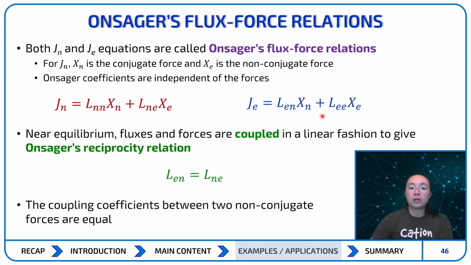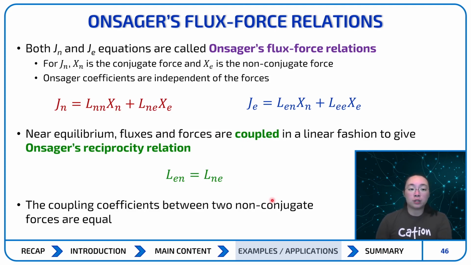So these were the two equations that are the most important for Onsager's force-flux relations. If I'm taking a look at the particle diffusion flux, Jn, we call Xn the conjugate force because it's the force that's related to the flux that we're looking at, and we call Xe the non-conjugate force because it's not related to the flux that we're looking at. So over here, Xn would be the non-conjugate force for Je, and Xe would be the conjugate force for Je. And these constants here, Onsager's constants or coefficients, are not dependent on the forces at all.